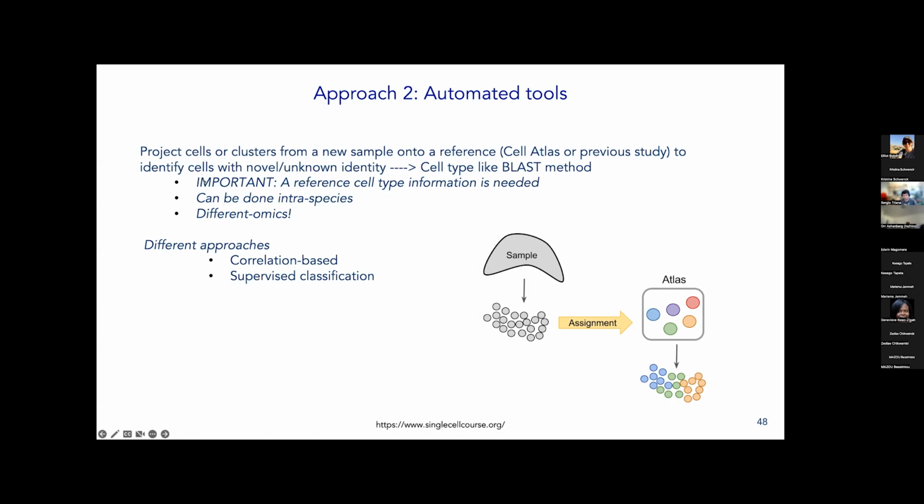Something important for these automated approaches is that you need a reference. You need something that is similar to your sample, that has previously been done, and ideally is quite overlapping with what you have done. These methods have been very well optimized and in a lot of cases work across species. So you could use a human atlas to annotate mouse and vice versa, but it might not work perfectly.